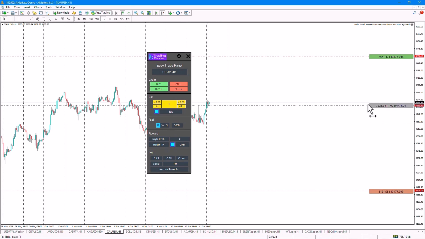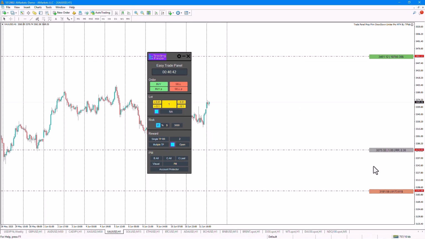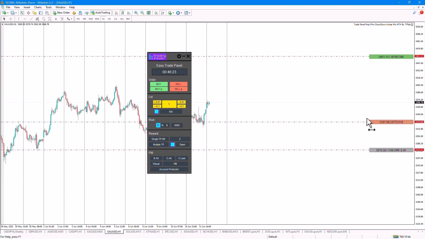And by clicking on the level, I can move it and set my trade entry point. The red level serves as the stop-loss level, with the stop-loss price shown on the left side, and on the right side, my risk amount is calculated relative to the entry point and my trade entry volume, and is displayed here. I can easily move this level on the chart.